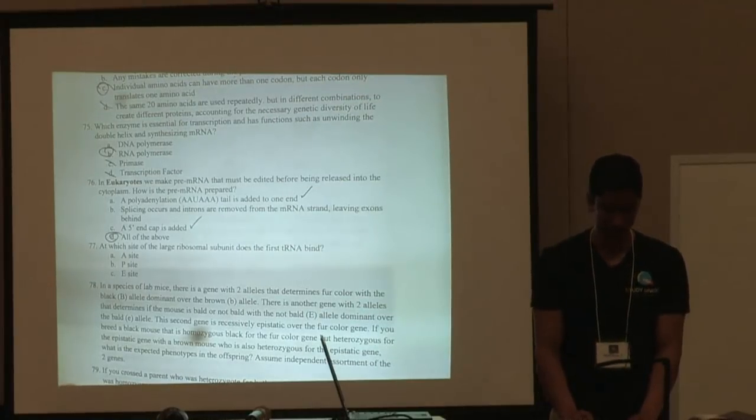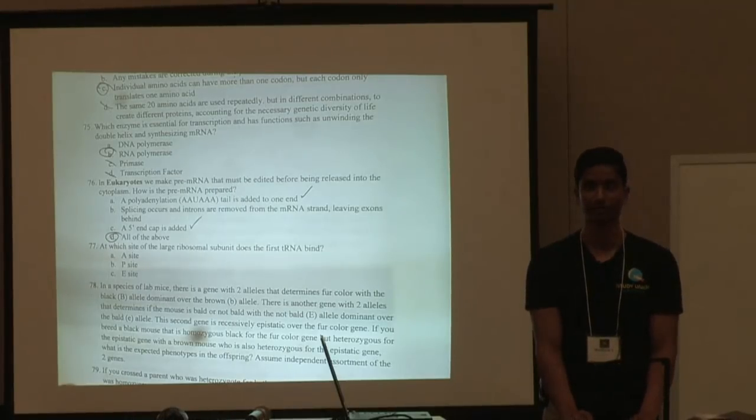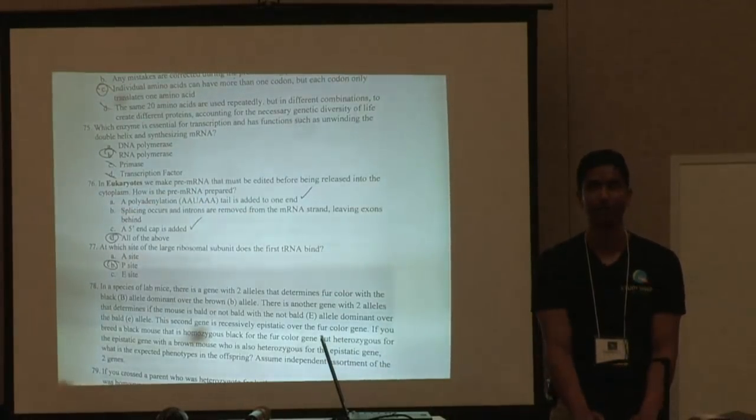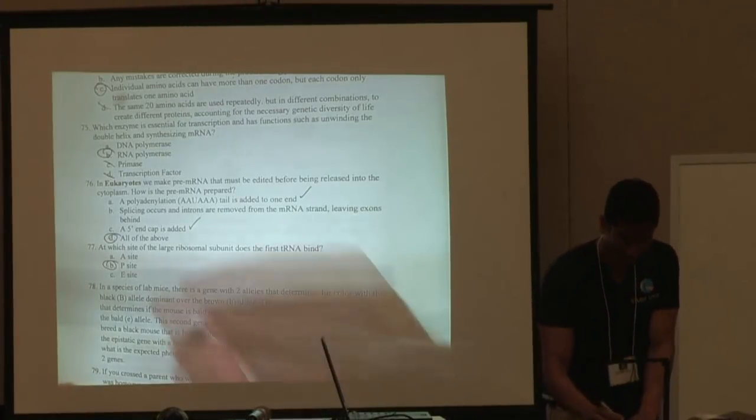All right. At which site of the large ribosomal subunit does the first tRNA bind? I think this is a learning catalytics question. What is it? The P site, right? Does anyone know what the start codon is? AUG.